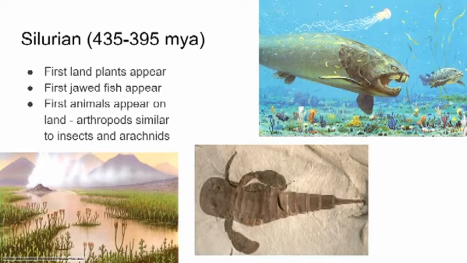Our next time period is the Silurian, 435 million years ago to 395 million years ago. Lots of land plants are appearing. We have jawed fish, animals on land, arthropods that look like insects or spiders. You've got a fossil down here that's one of the very clear examples. Some artwork of what things may have looked like during that time.